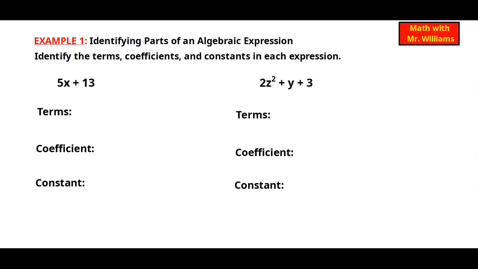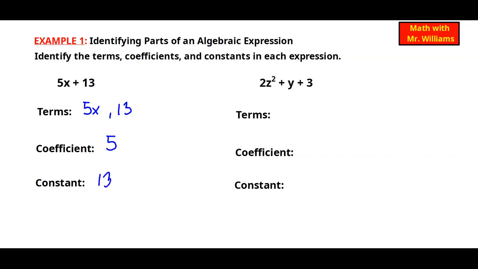So here we have 5x, which is a number times a variable, and 13. Okay, the coefficient is the number that is being multiplied to a variable. So that number would be 5. And the constant is the number that's added or subtracted that is just a number by itself. So 13. All right, on to the second one.